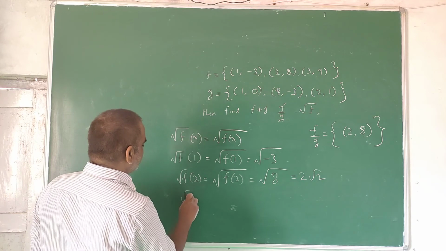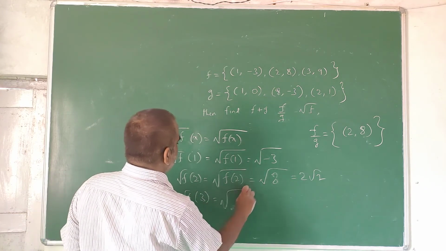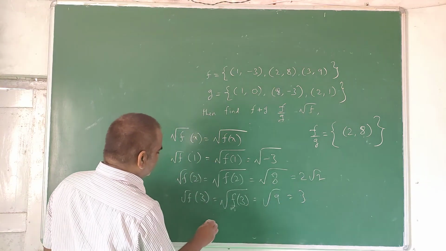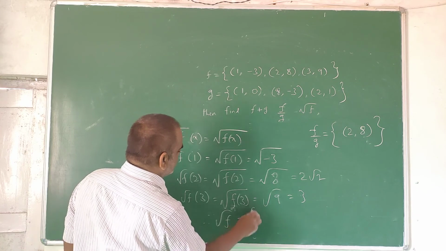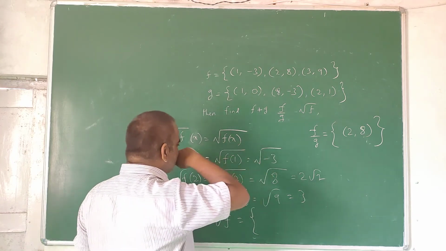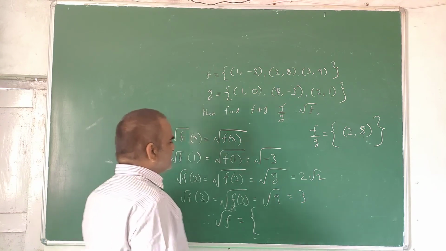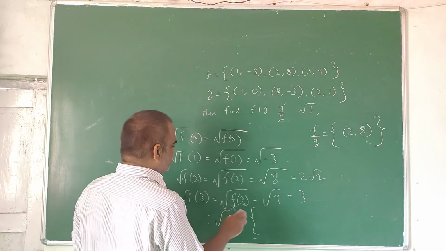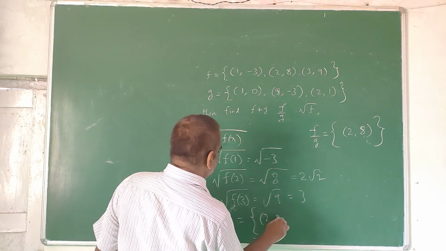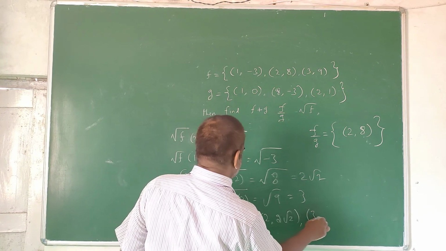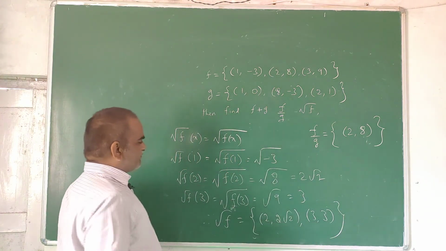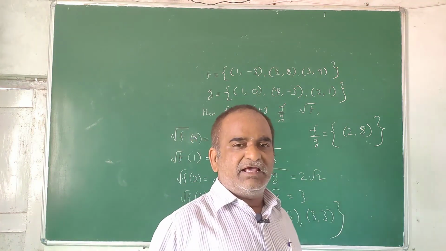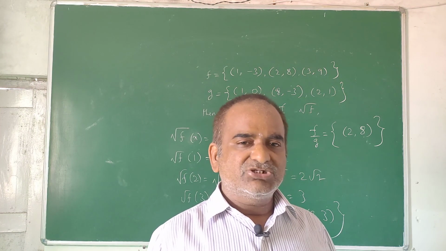And root f of 3 is equal to root over f of 3, which is root 9, which is 3. So here, therefore, for root f, this first situation you have to ignore, because you have ended up with a non-real image. You should not consider it. So only these two cases you have to consider: 2 has image 2 root 2, 3 has image 3. So this is root f. You should strictly ignore undefined images and imaginary images. Understood? Thank you.